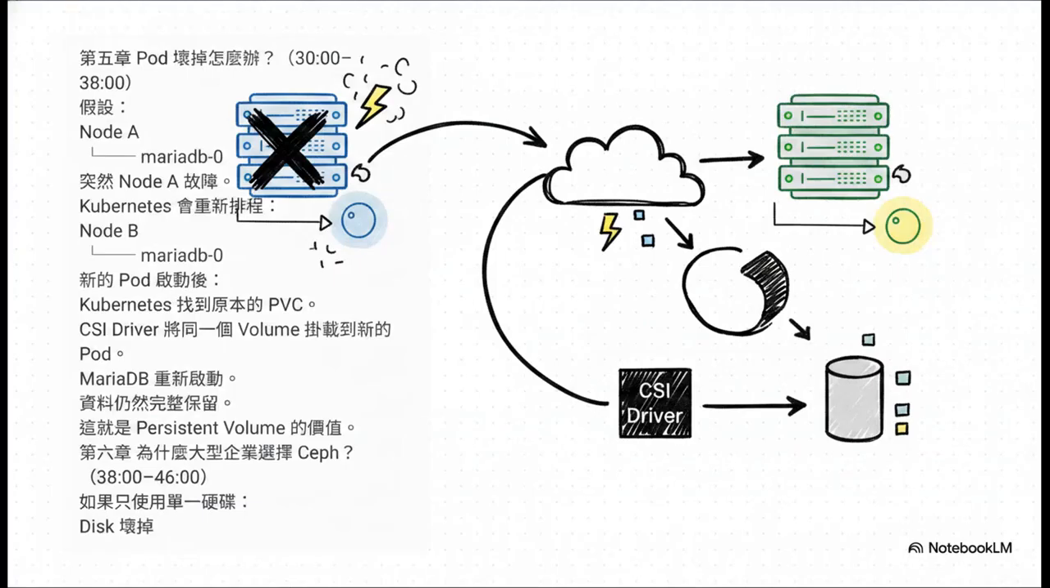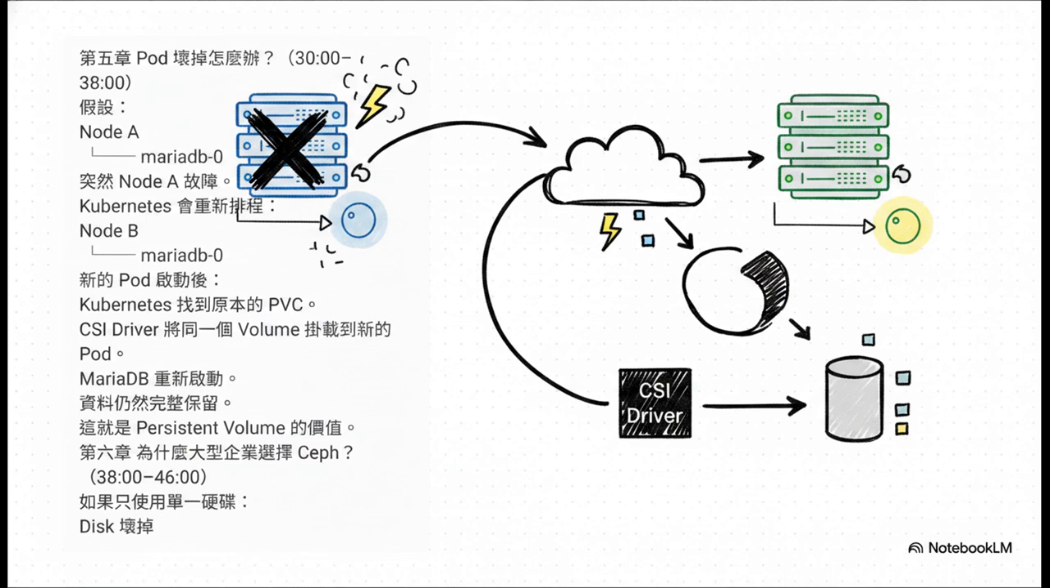Imagine your database is humming along on Node A, and then suddenly a catastrophic hardware failure. Node A just goes completely dark. Now, in the old days of traditional servers, you'd be in full-blown panic mode right now, but thanks to this architecture, an automatic rescue operation kicks in.